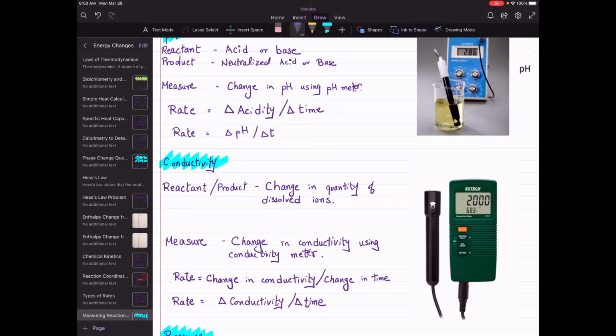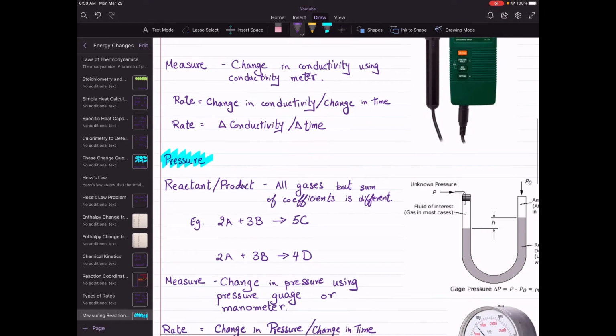If the dissolved ions are increasing, then the solution will conduct electricity to a greater degree. And if the concentration of dissolved ions is decreasing, in other words, you're forming a precipitate, then the conductivity is going to decrease. So how do we measure this? We can check the change in conductivity using a conductivity meter. So we have a picture of a conductivity meter here, and we can check how much conductivity a solution has during the reaction at different time intervals. The rate is going to be equal to the change in conductivity over change in time, and written down, delta conductivity over delta time.